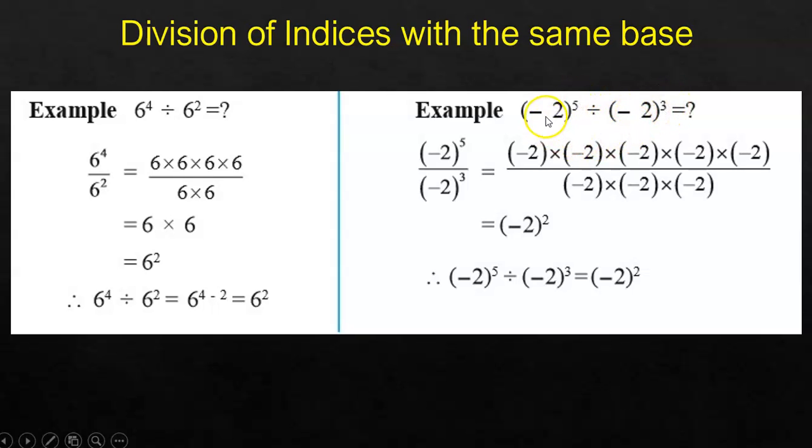Now the base is exactly the same. Now my dear students, if the base over here was positive, then the base is not the same. We have to look at the signs also. Same base means same sign as well. So we have minus 2 raised to 5 upon minus 2 raised to 3. This is 5 times, this is 3 times. So 3 times 2 gets cancelled, and we are left with minus 2 raised to 2. Again, this would be 5 minus 3, which is 2. So this is your answer.